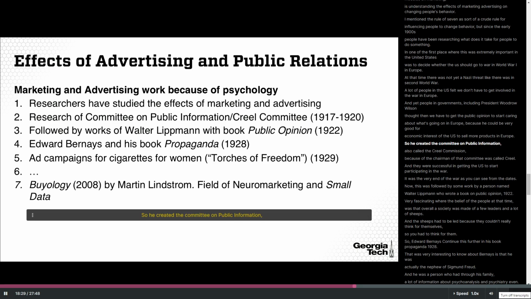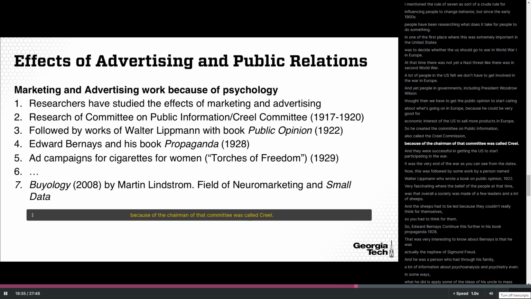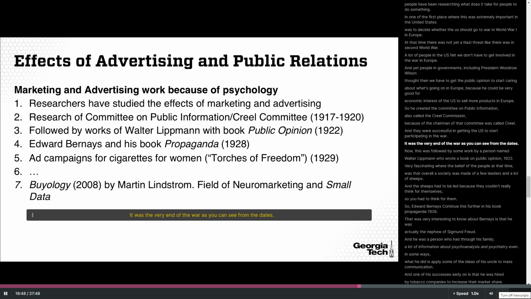So he created the Committee on Public Information, also called the Creel Commission, because the chairman of that committee was called Creel. And they were successful in getting the US to start participating in the war. Towards the very end of the war, as you can see from the dates.